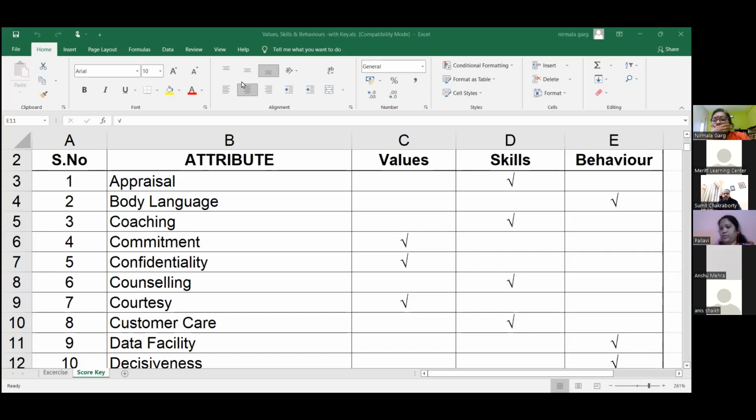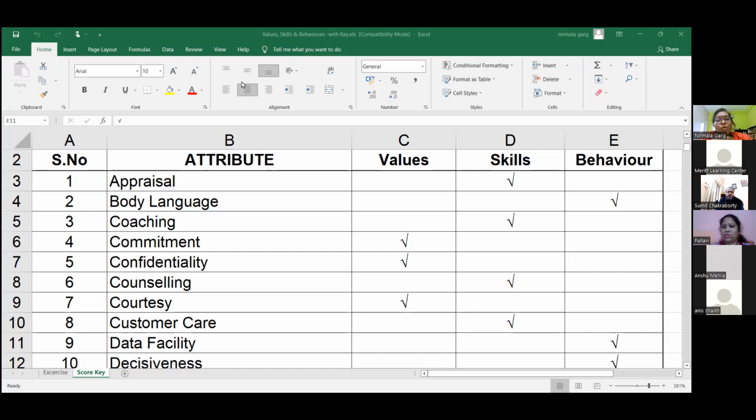Appraisal? Skill. Body language? Behavior. Coaching? It's a skill. So there is no two opinions about it. Commitment? Values. Commitment is a value as well as a behavior also.